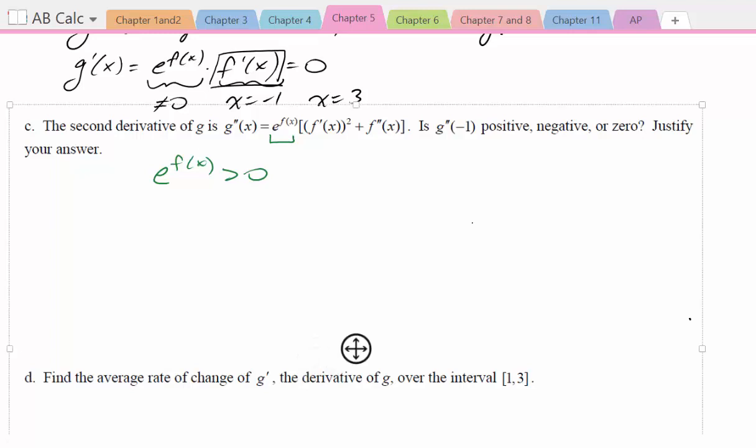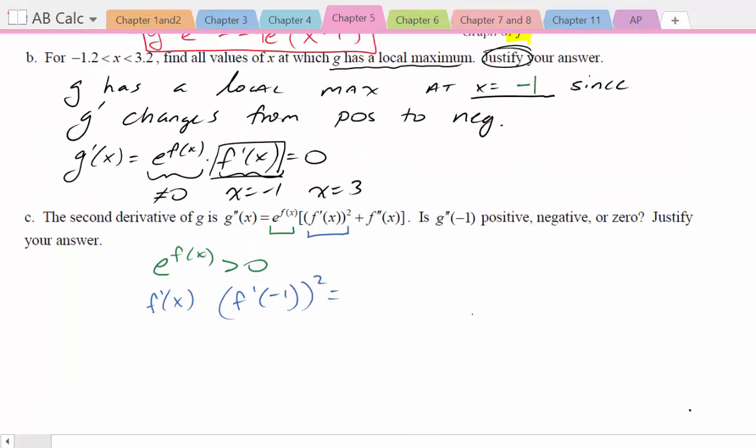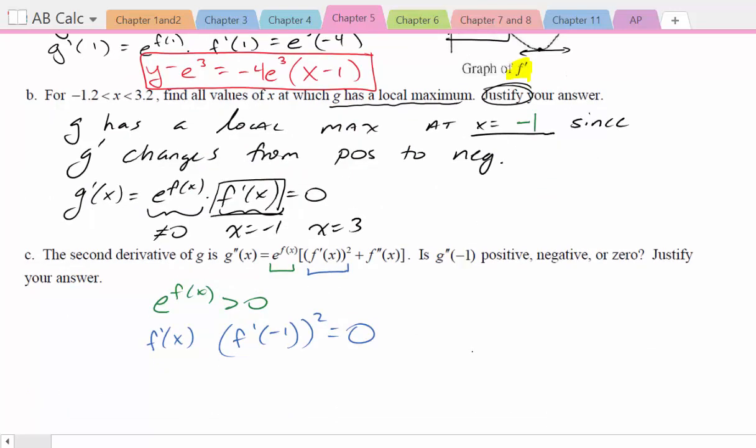What about f prime of x squared? F prime of x, well, I don't know anything about f prime of x because it changes, but I do know that f prime of -1 quantity squared will be, the only way I'm going to figure this out is if I look at the graph. So let's go to f prime of -1. F prime of -1, oh, that's 0. So then I have a positive number here, and I have 0 here, brackets.